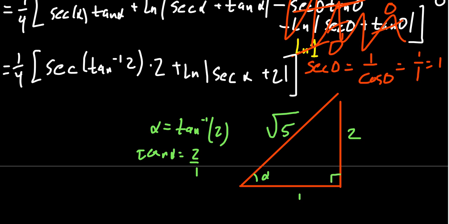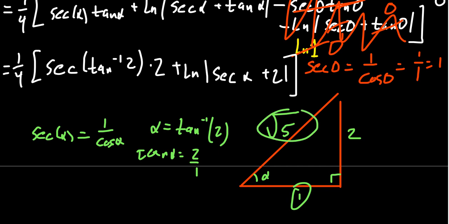And so if we look for the secant ratio here, secant of alpha. Well, secant is 1 over cosine if you forgot. So cosine is adjacent over hypotenuse. So secant will be the reciprocal. You're going to get the square root of 5 over 1. And so therefore secant of alpha is equal to the square root of 5. We can make that substitution in above. So we're going to get 1/4. Secant of alpha is the square root of 5. You get a 2 there, so you get 2 root 5.